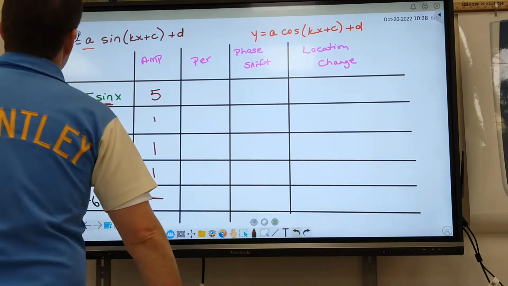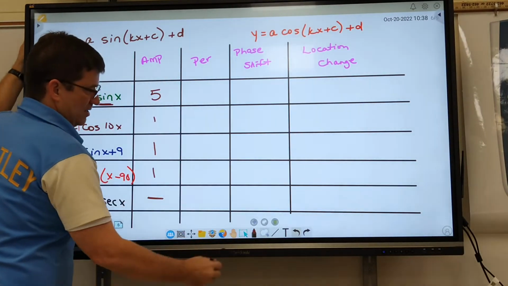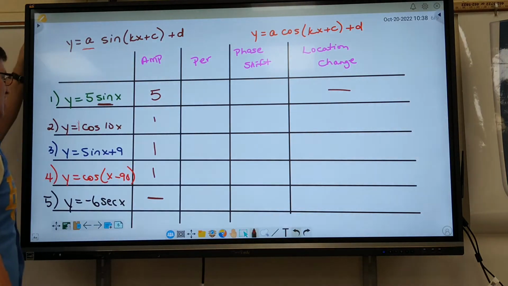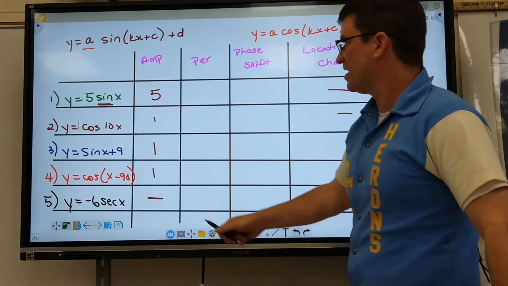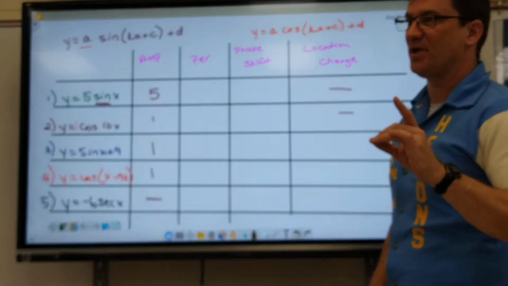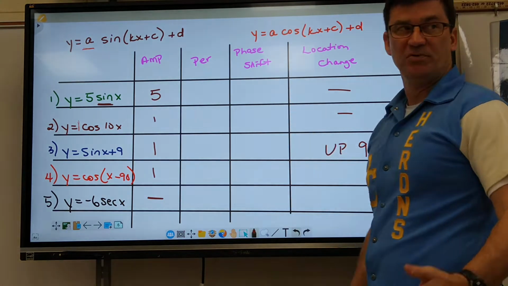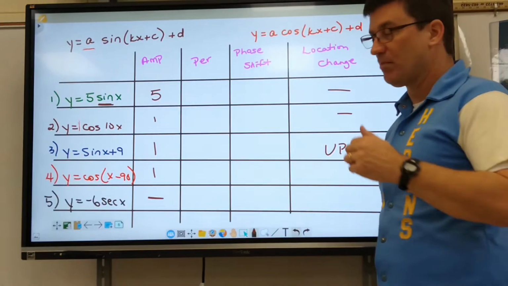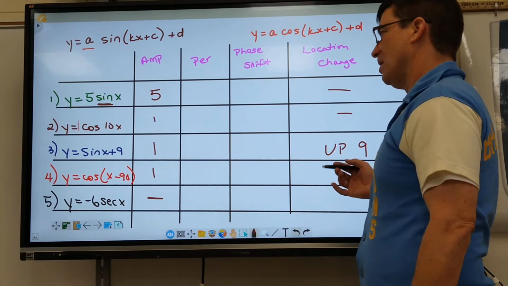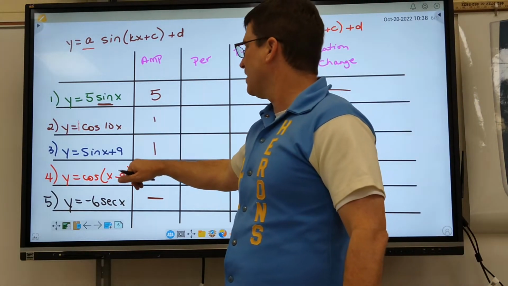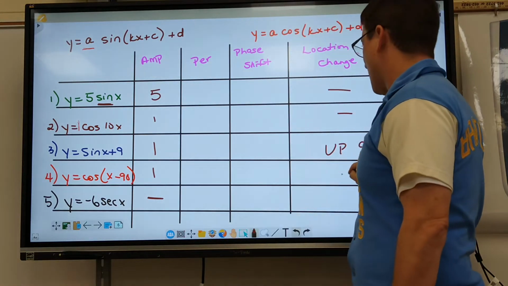So we don't have one on number 1, so it's a dash. Number 2, dash. 3, plus 9. Okay, is that up 9 or down 9? That's up 9. You can use an arrow if you want to use up. All right, 4. Look on the end. Look, it's past the parentheses, Jason. So that's a dash.